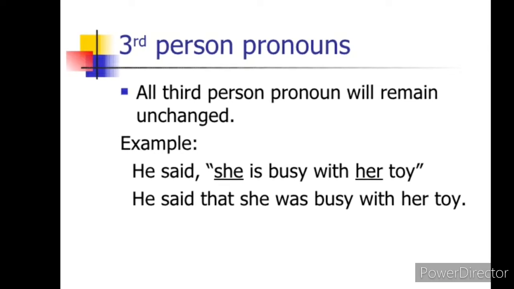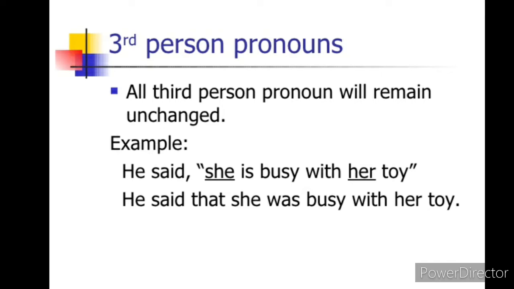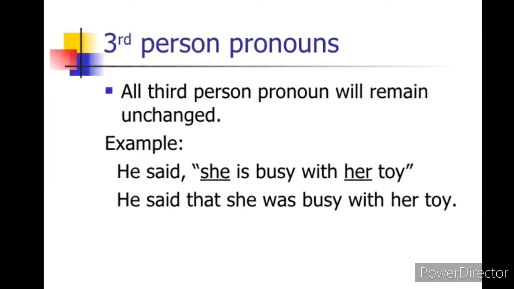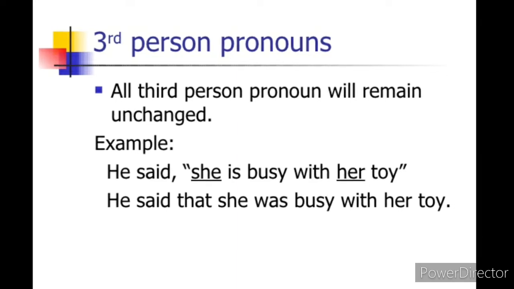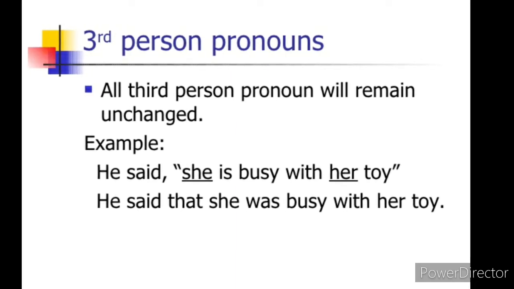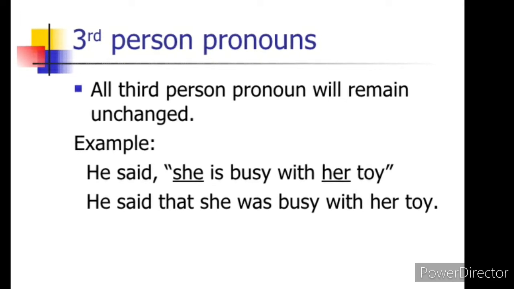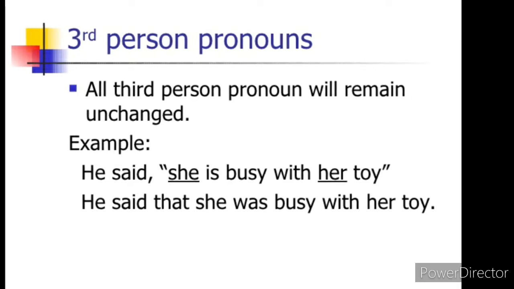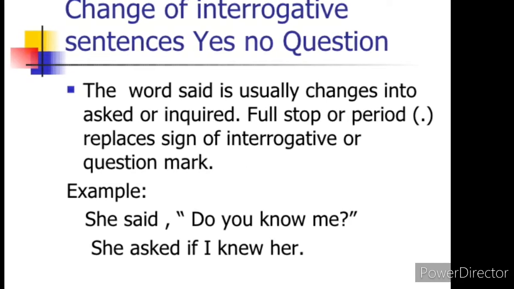Now we are going to talk about third person pronouns. All third person pronouns will remain unchanged. For example, he said, "She is busy with her toy." He said that she was busy with her toy. It means there is no change in third person pronouns, because the third person is not the speaker or listener, so we don't need to change it into any other pronoun.